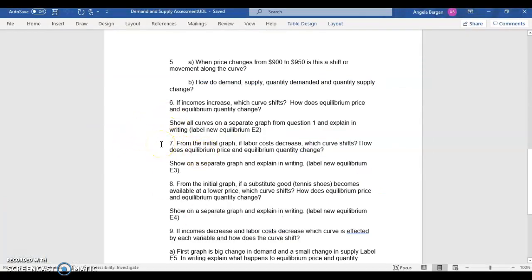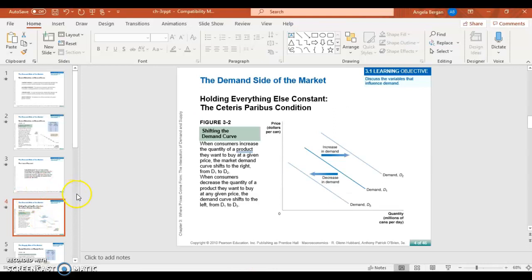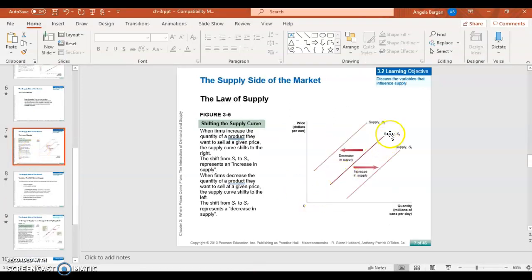Another one, number 7, if there's an initial graph, if the labor costs decrease, that's going to be a supply factor. If it decreases, so workers are now cheaper, and I can hire more workers, supply is going to increase. Okay, let's see what that's going to look like. So we start here at S1, supply increasing goes to S3, to the right.